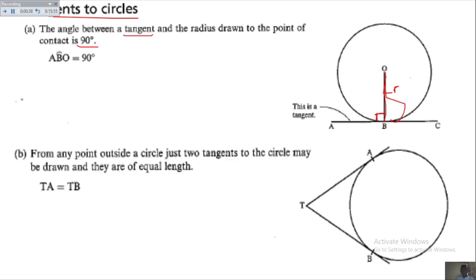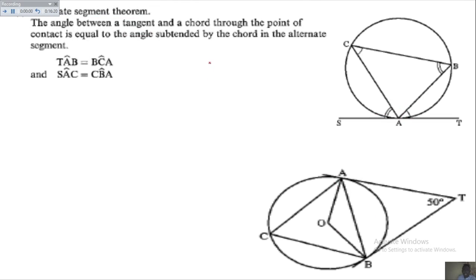Then when you have two tangents from a point outside the circle, automatically this angle will equal this angle. These angles are going to be the same. Therefore, TA will equal TB, which is very, very important. TA will equal TB. They have equal length. Automatically they form what we call an isosceles triangle. We will see the application; look at it this way now.